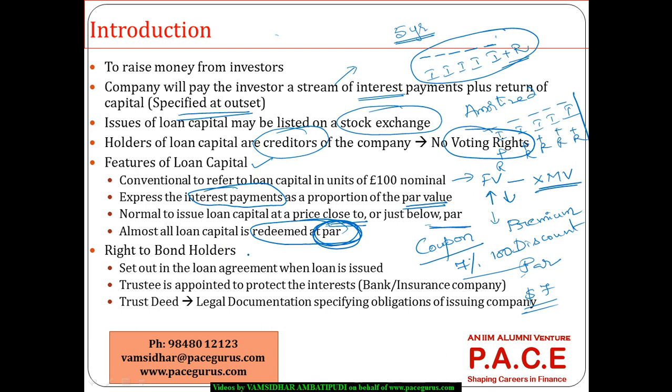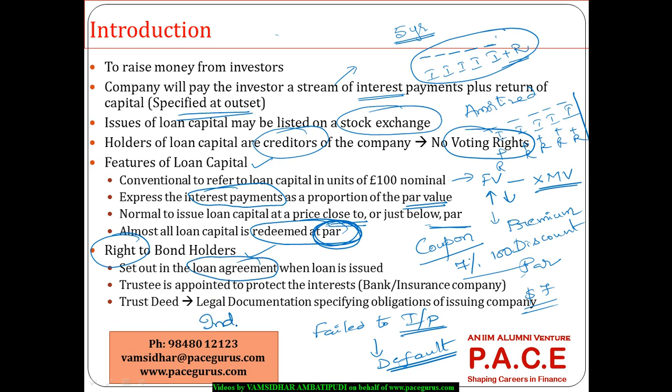And what do the lenders, who are called the bond holders, get here? What are the rights associated with them, what can they do if the company fails to pay back the interest and principal as they fall due? That is termed as default. What their rights are, what they can do, what they cannot do, that entire thing is specified in the loan agreement.